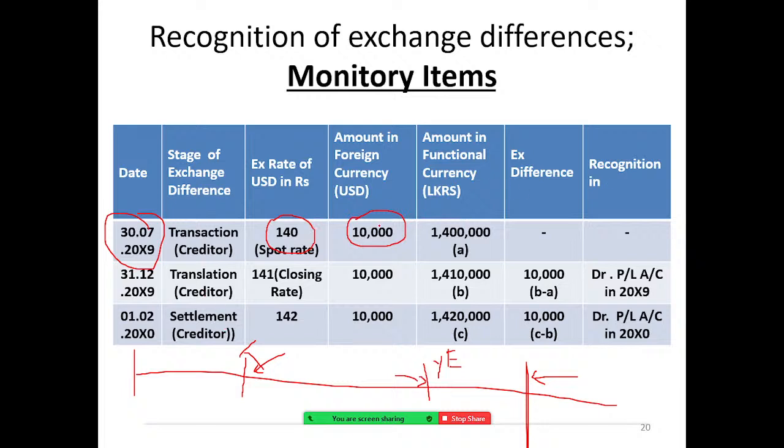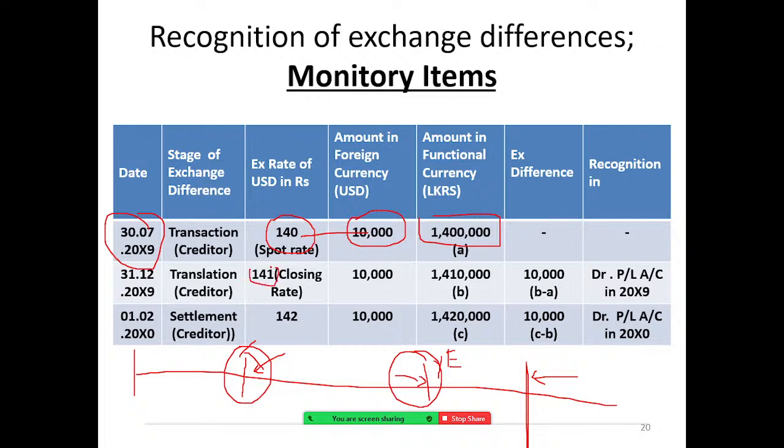So how do we convert this value? 140 into 10,000 equals 1.4 million. So this is what happened on this date. Now we move to the year end, this date. On that date the transaction has to be translated. It's a monetary item, therefore they have to take the closing rate.